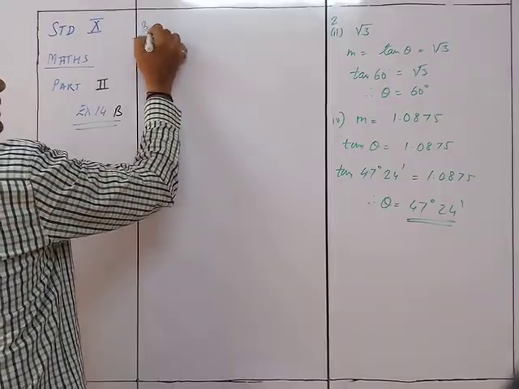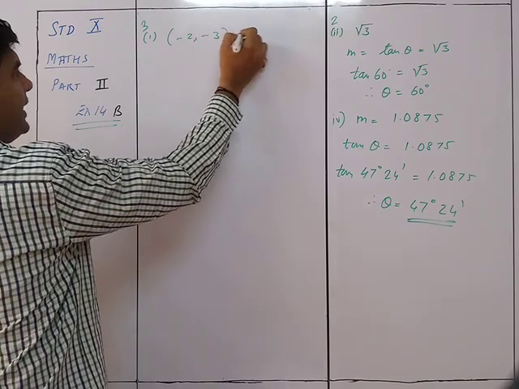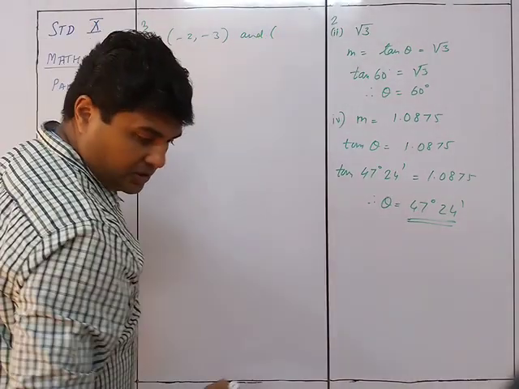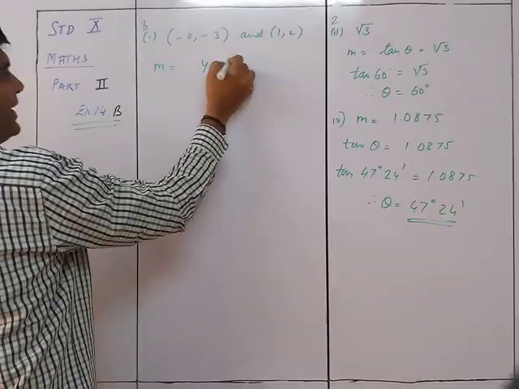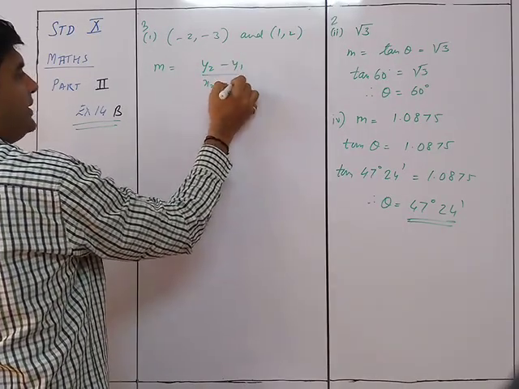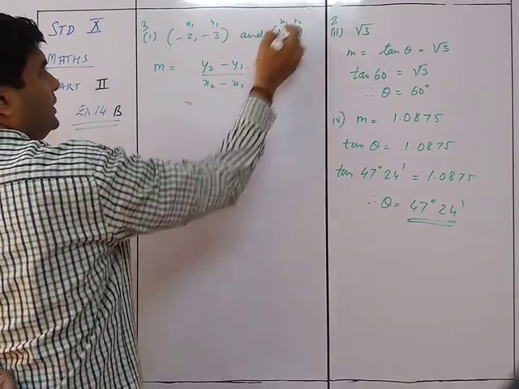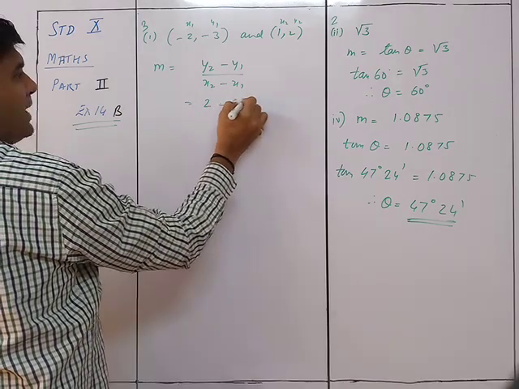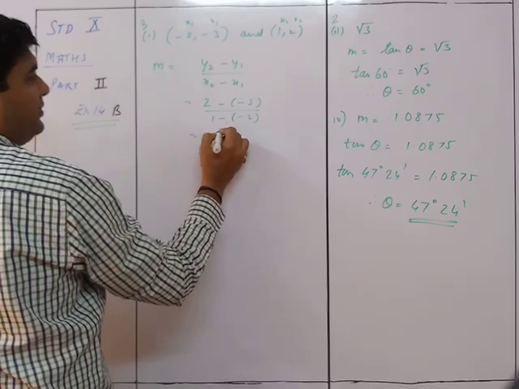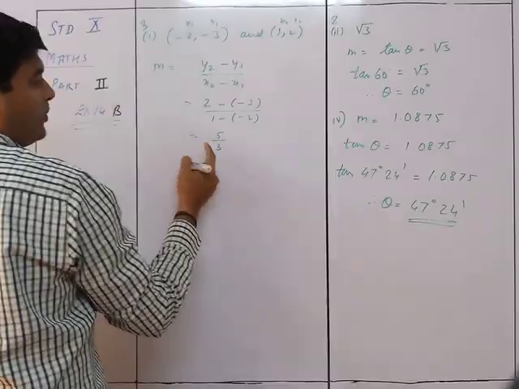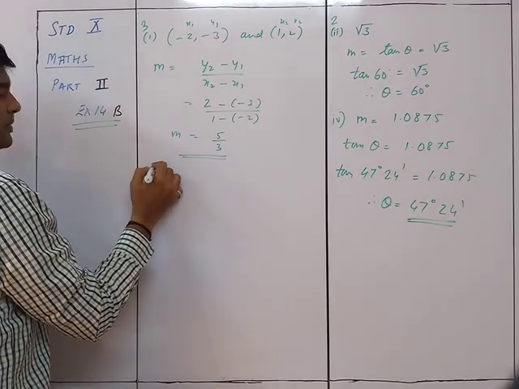Sum number 3, the first one, you have got the values of the 2 points as -2, -3, and the next one is 1, 2. So we have the value m is equal to y2 minus y1 upon x2 minus x1. This is my x1, y1, this is my x2, y2. This gives me 2 minus of minus 3 upon 1 minus of minus 2. That gives me 5 upon 3, so m is 5 upon 3.